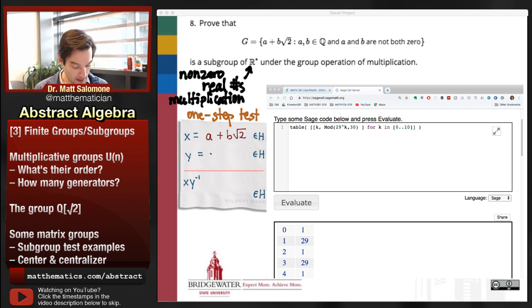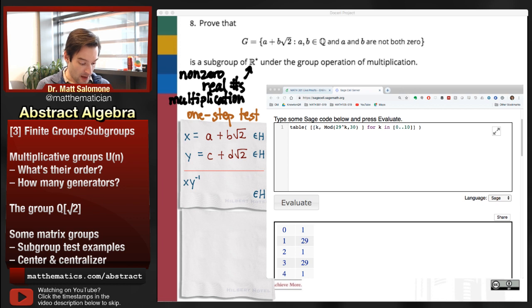Y is also going to have that form, but now instead of A and B, I need to use different symbols, because probably the two rational numbers that make up Y are different than the ones that made up X, so I'll call it C plus D radical 2. And now my degree of difficulty is going to be to understand how to compute X times Y inverse. Like how do I find out what X times Y inverse is? To do that, I'm actually going to move to a second napkin here, because we're going to have a little bit more calculation to do. So I'll just put the second underneath the first.